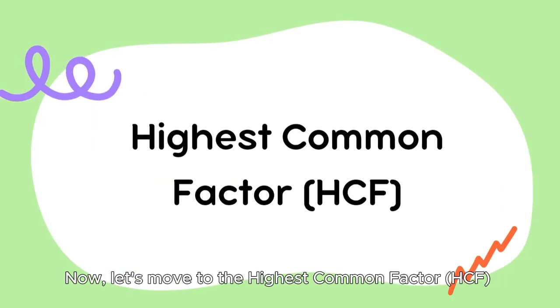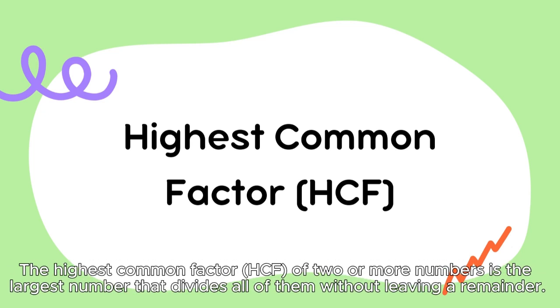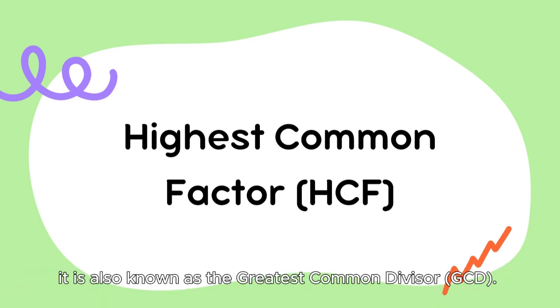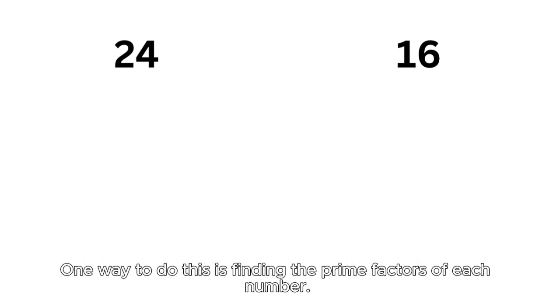Now, let's move to the highest common factor, HCF. The highest common factor, HCF, of 2 or more numbers is the largest number that divides all of them without leaving a remainder. It is also known as the greatest common divisor, GCD. For example, let's find the HCF of 24 and 16. We can solve this in 2 ways. One way to do this is finding the prime factors of each number.